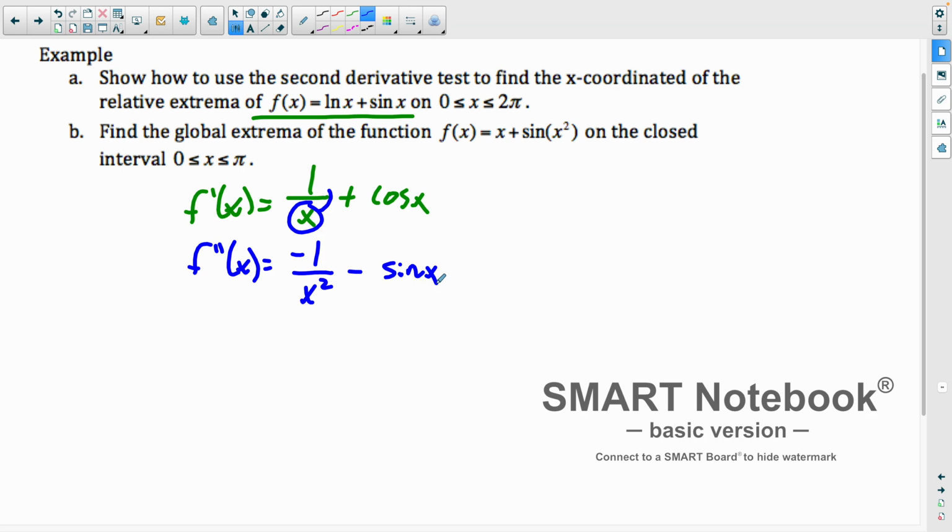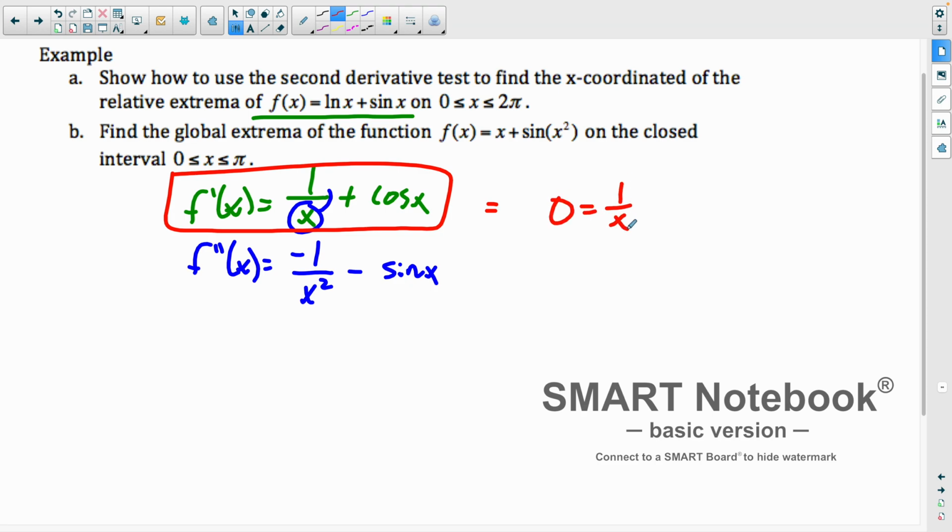Now, this is pretty much a calculator problem, all right? And so what I'm going to do is I need to go find where this is equal to 0. Where is the first derivative equal to 0? That's going to tell me what my max and mins are. So I'm going to set that equal to 0. That doesn't look like it's a really easy problem. So this is definitely a calculator. I'm going to go take a look at my calculator.